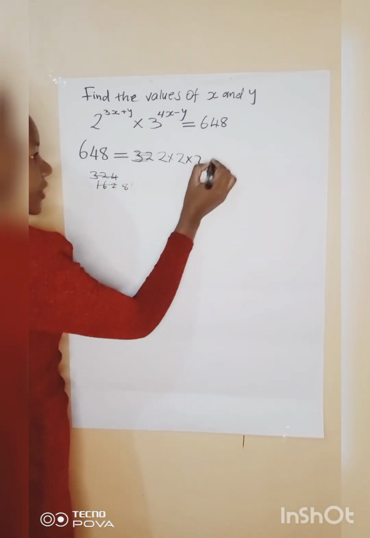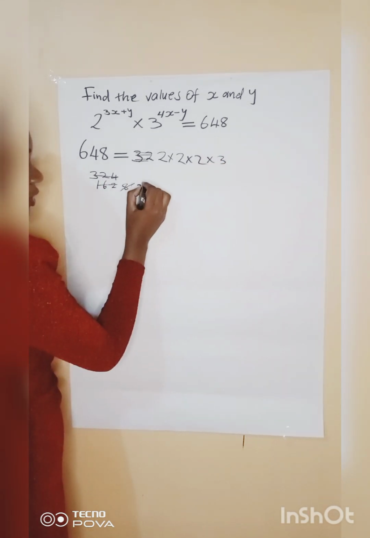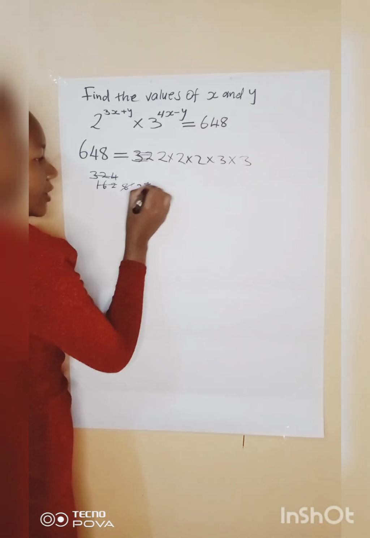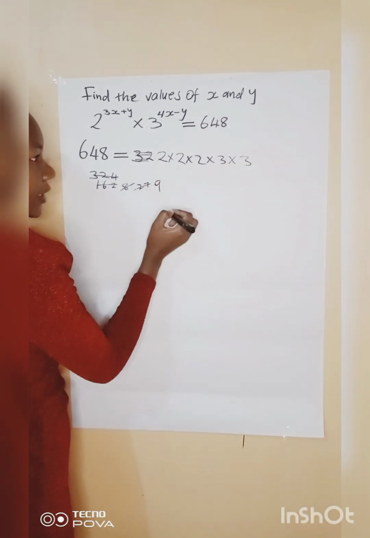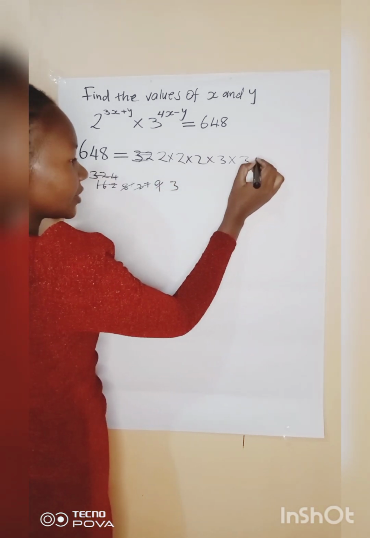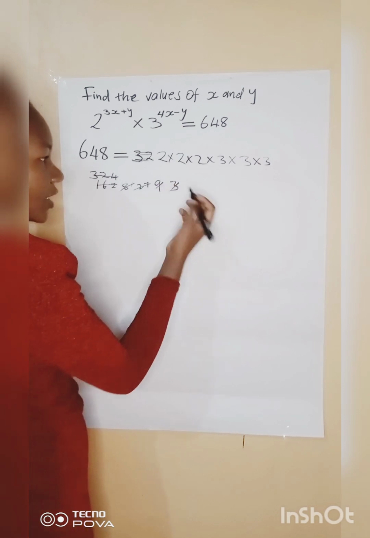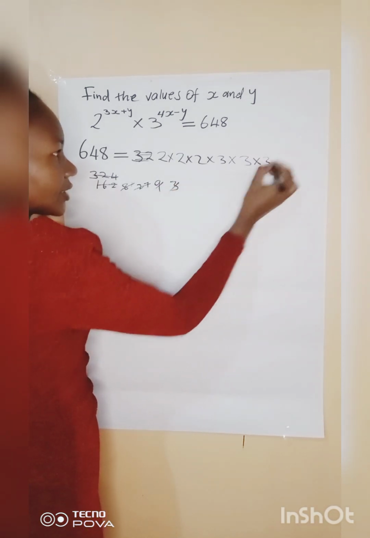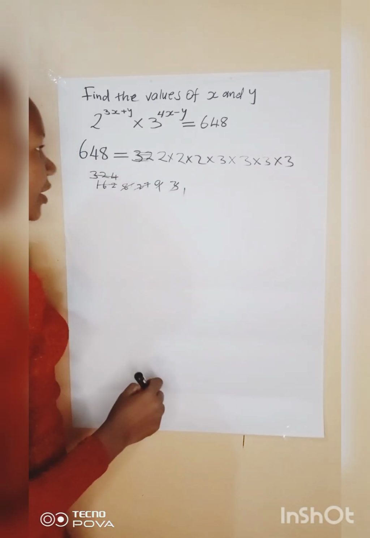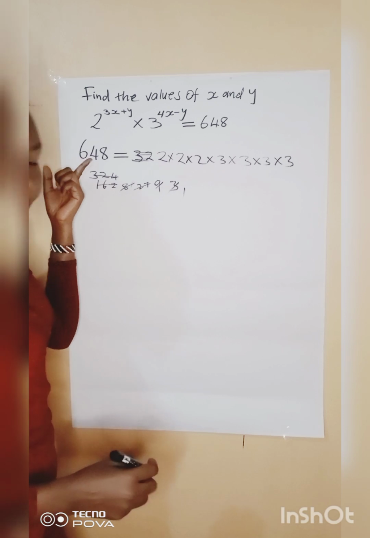We divide 81 by 3, we get 27. Okay, we can divide this 27 by 3 to get 9. We can divide this 9 by 3 to get 3, so I write 3 there. And then finally, if we divide 3 by 3, we end up with 1. And if we multiply all these numbers, you end up with 648.